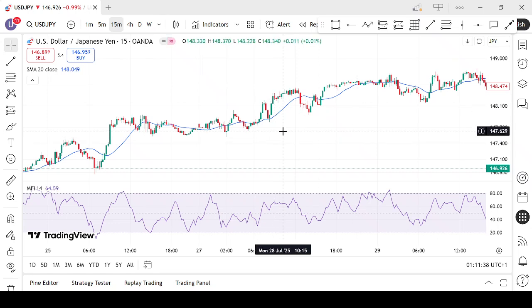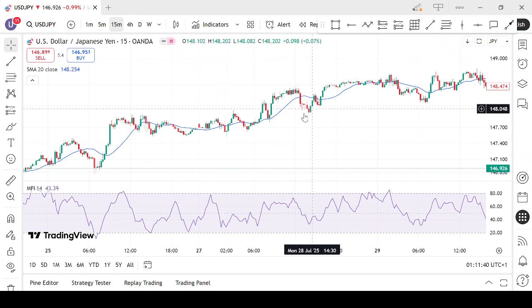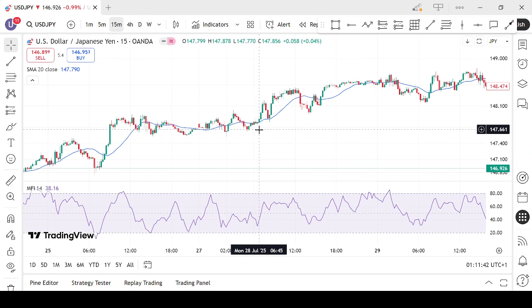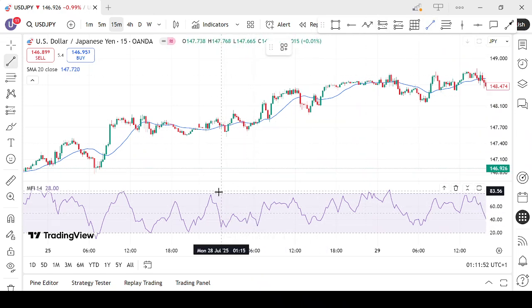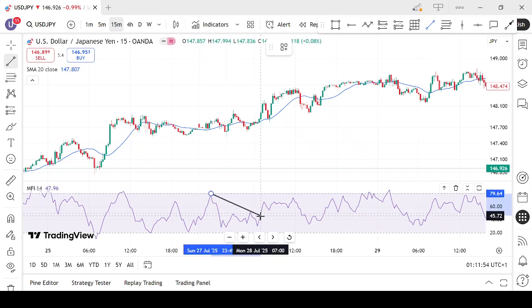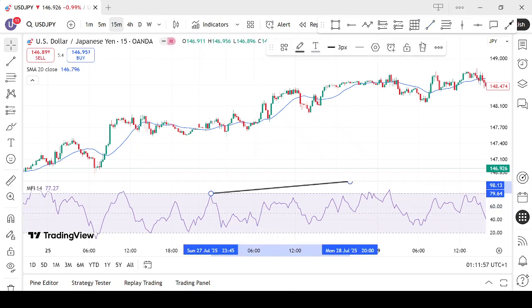So, like I said, this is a particular divergence where the market is trending to the upside, but at the same time, it's showing you that the market is trending to the downside at this area. As you can see, if you look at this part in the market, you can see it's trending to the downside here.